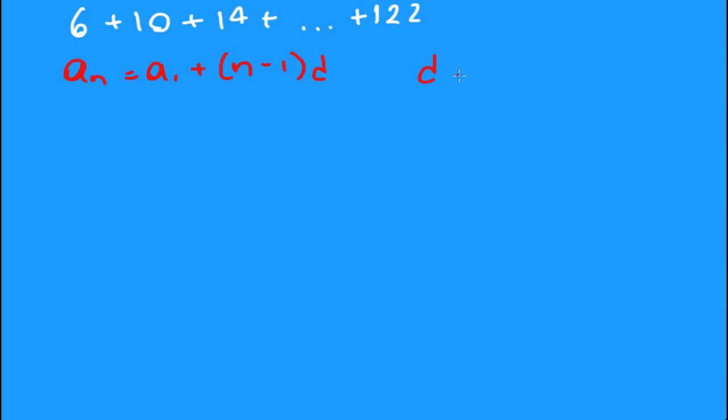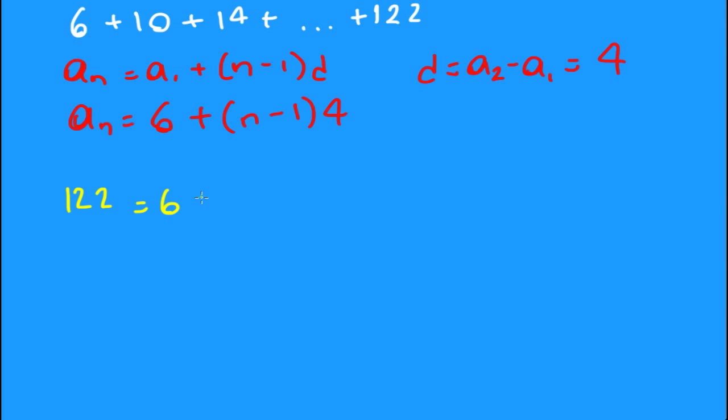Our difference for an arithmetic sequence is going to be equal to the second term minus the first term. So 10 minus 6 is equal to 4. Our difference is 4. So an is going to be equal to the first term, 6, plus n minus 1 times our difference, 4. Now let's use the last number. It's going to be our an. So 122 is going to be equal to 6 plus n minus 1 times 4.